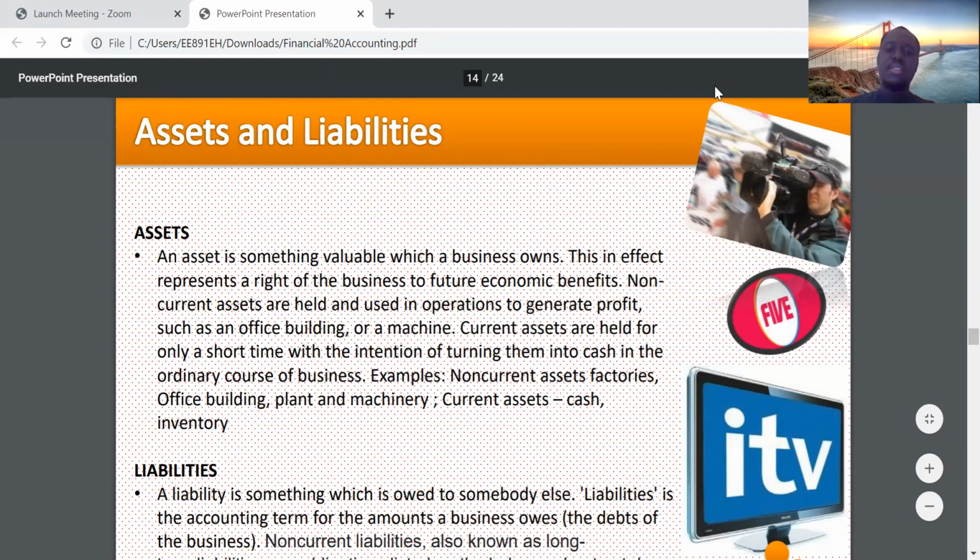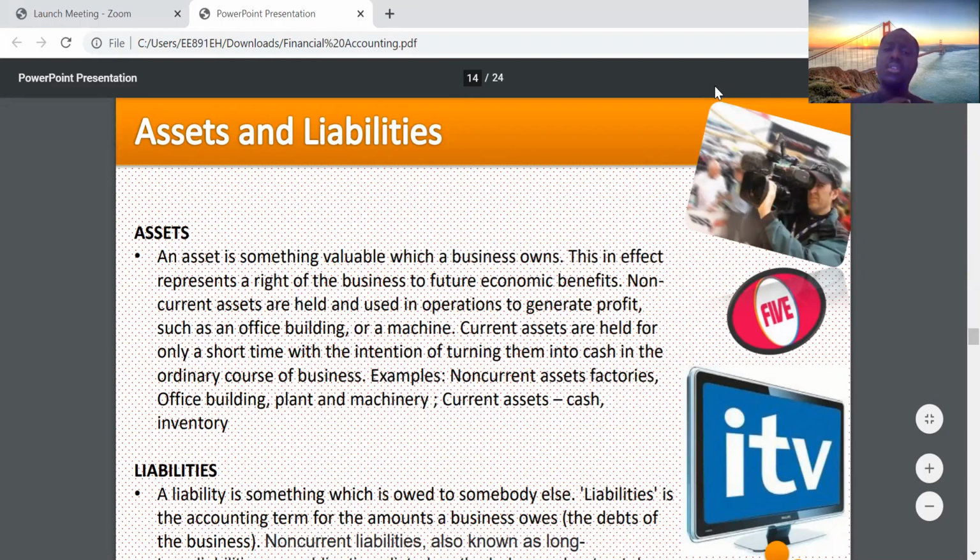So non-current assets are basically assets that are held in operations for a long time that are intended to help generate profits. So by long time, we mean more than a year. When you hear long time, it means more than a year. So things like office building, plant and machinery, furniture, all those things are non-current assets. And you also have current assets.